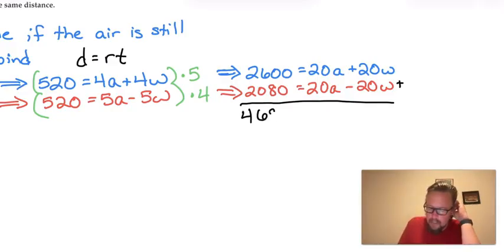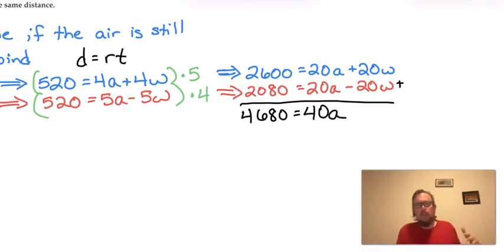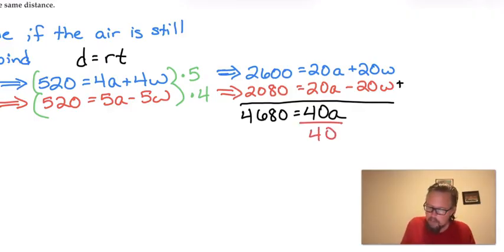This is 4,680 equals 40a. And of course, our W's are going to cancel out. So we have 4,680 equals 40a. So I'm going to use the division property of equality to divide by 40.